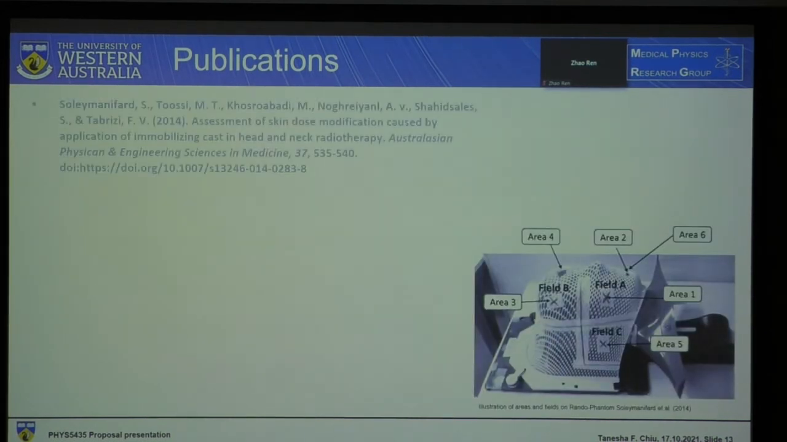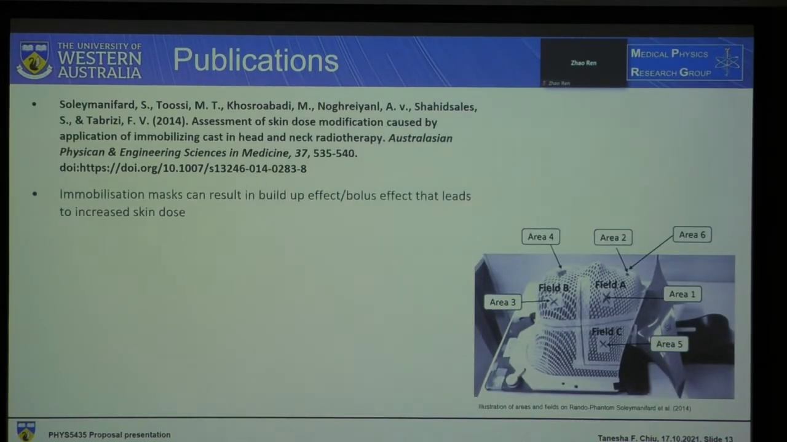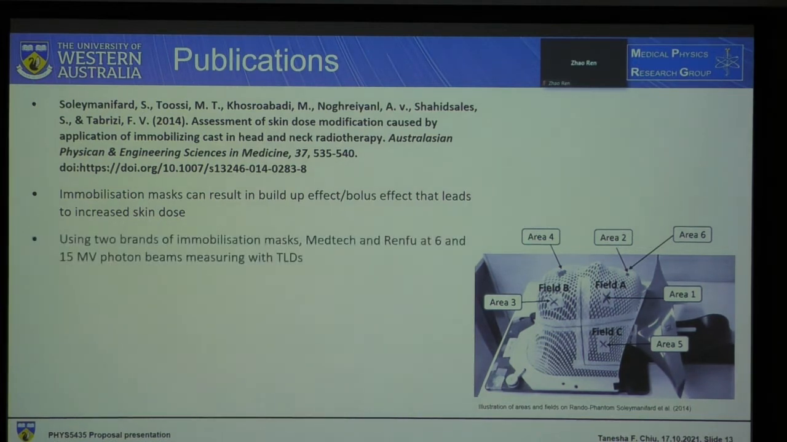The next publication mentions immobilization masks and how they can result in a buildup or bolus effect, and this leads to increased skin dose. This publication used 2 different brands of masks, MedTec and Run-Through, at 6 and 15 MV photon beams, and measured skin dose with TLDs. At 15 MV, they saw no effect, but at 6 MV, interestingly, they saw a 20% increase in skin dose.